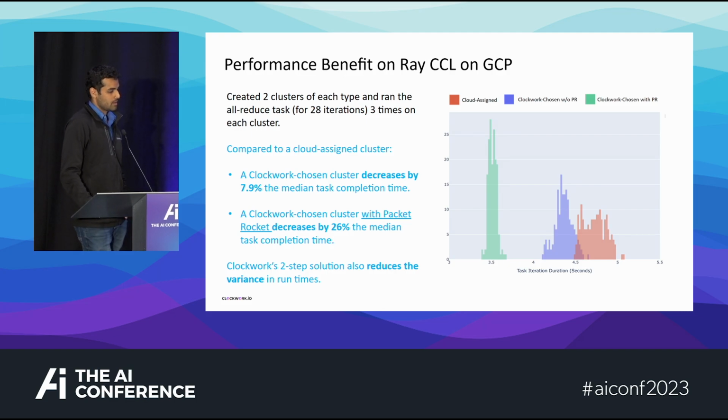We created a number of clusters of each type and ran the all reduce task for a number of iterations, and the results are the distribution that you see on the right-hand side of this picture. Once again, the cloud-assigned cluster without any of our optimizations is the worst. And simply by choosing VMs well, we already get about an 8% performance benefit here in the task completion time. And by choosing the VMs well and then turning on congestion control, we get a 26% decrease in the task completion time, which represents a substantial improvement on the Ray workloads.